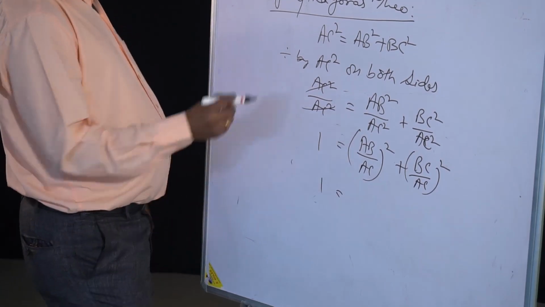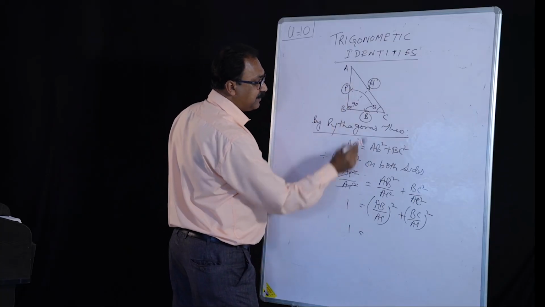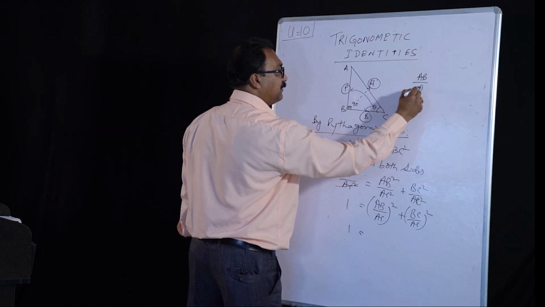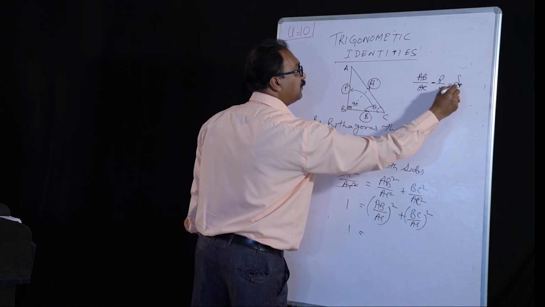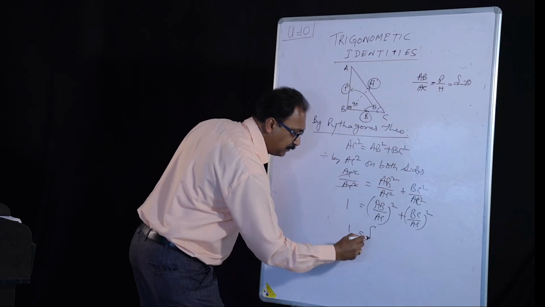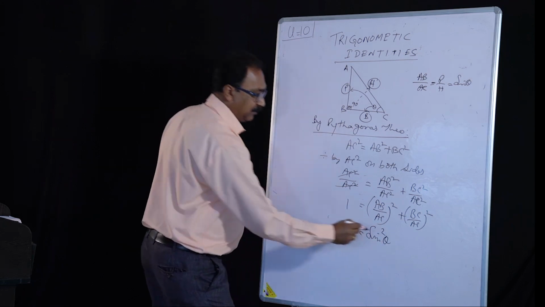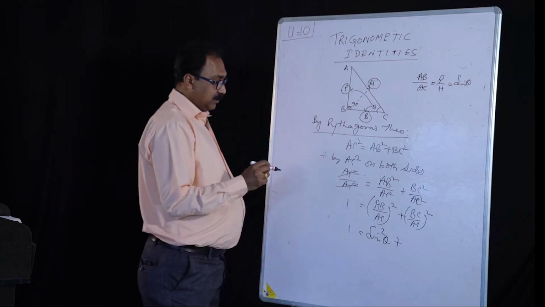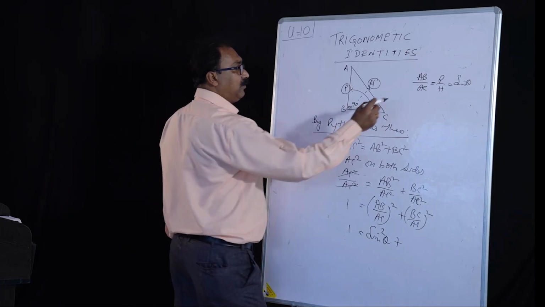What is AB? AB is the perpendicular, and AC is how much? Hypotenuse. So AB by AC is perpendicular by hypotenuse, nothing but sine theta. Clear? So sine theta whole square means sine square theta, because for a trigonometric function whole square, you write the square between the function name and theta. Clear?